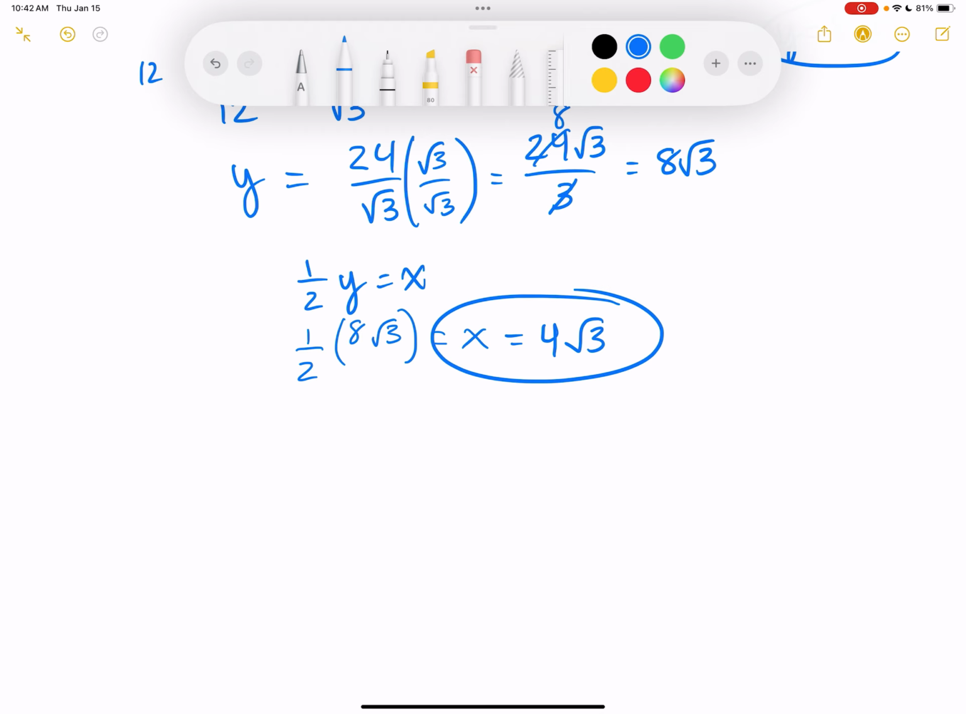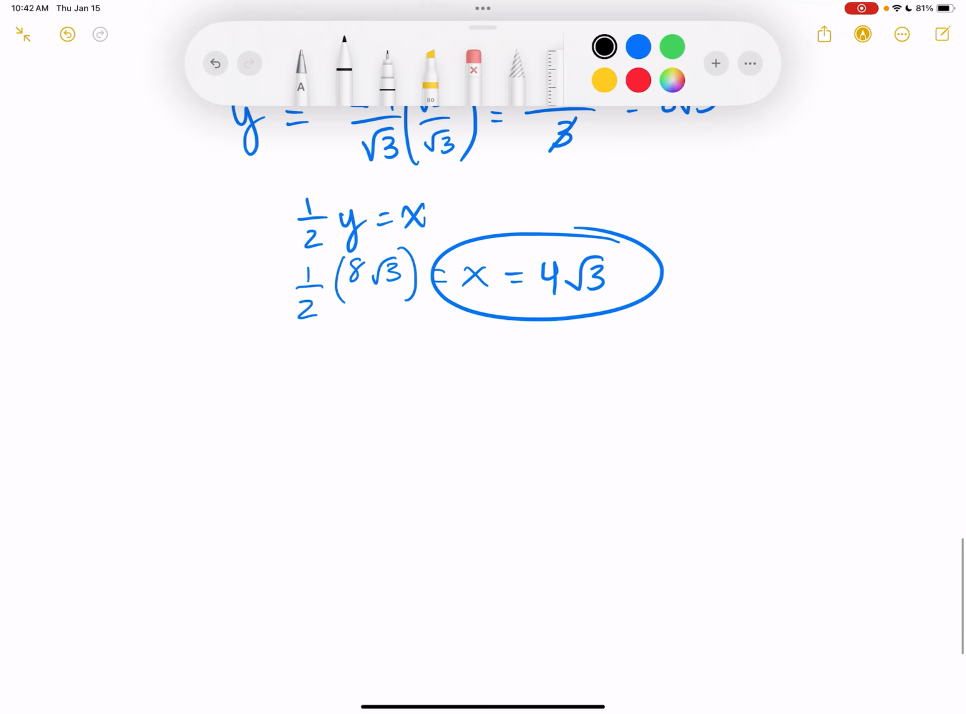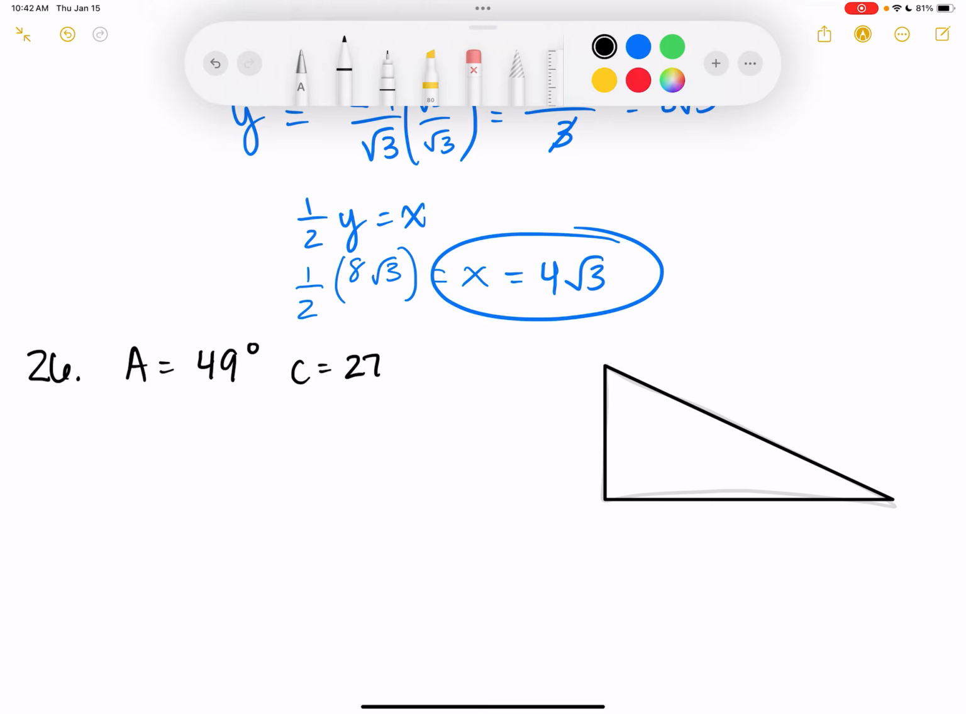Okay. Solve triangle ABC using the diagram and the given measurement. So on this one, they're giving me the triangle already. I'm going to do one of these today. I'm hoping I'll get through it. I may start with one tomorrow just up on the board for you, but just be aware of that. Number 26, they tell me that angle A is 49 degrees and side C is 27. And then this is the triangle that they've given me for all of these problems.